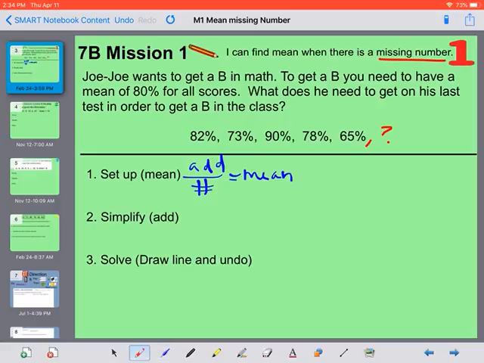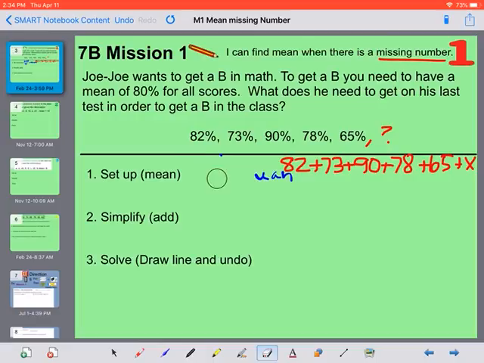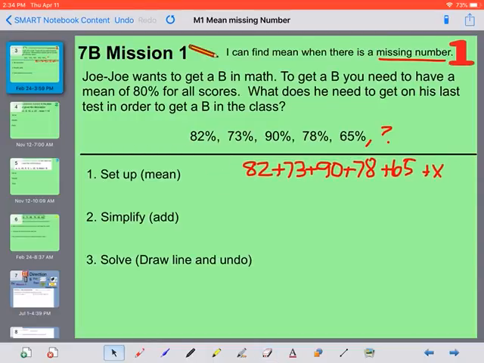So if we add up all the numbers, we should have 82 plus 73 plus 90 plus 78 plus 65 plus something. We don't know what that something is. I'm going to erase this so it's not in the way here. So if we add up all those numbers and divide by, how many numbers do we have?